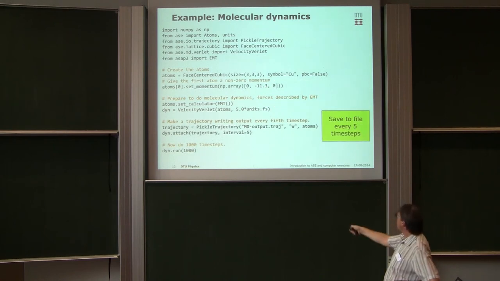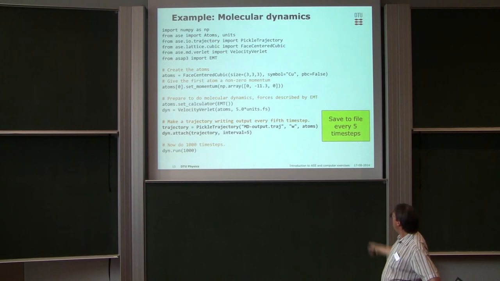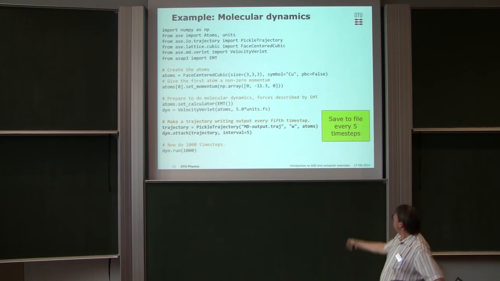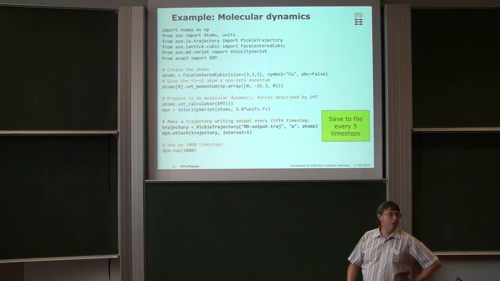Then here, I attach. I want some output. I make a trajectory object for writing into this file, and this tells it what to write, and then I attach that to the dynamics object. So here you see the writer knows which atoms it should write, and now what I do here is I tell the dynamics object, call this thing after every 5 time steps.